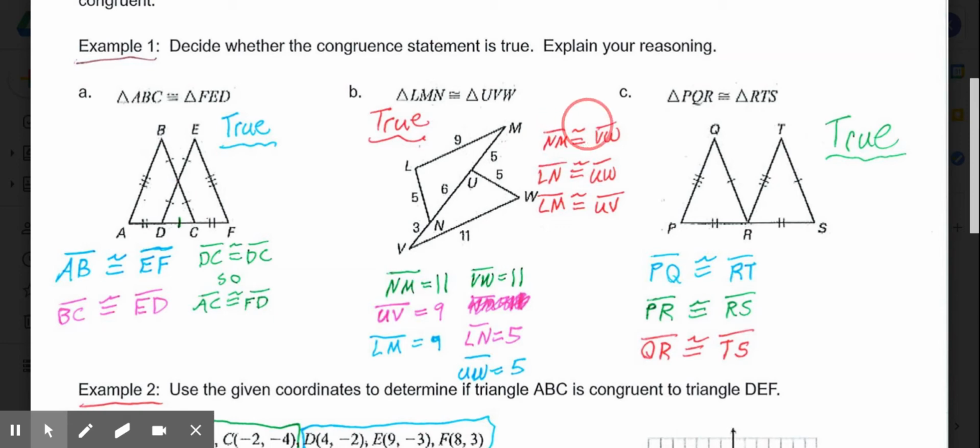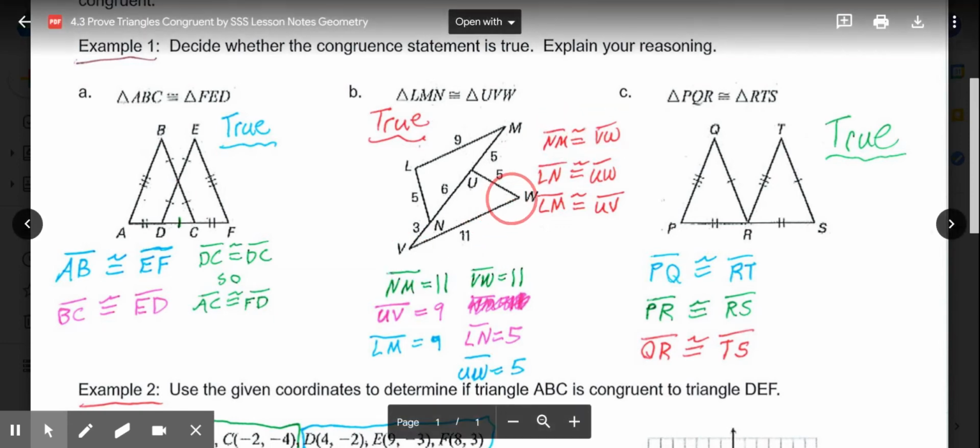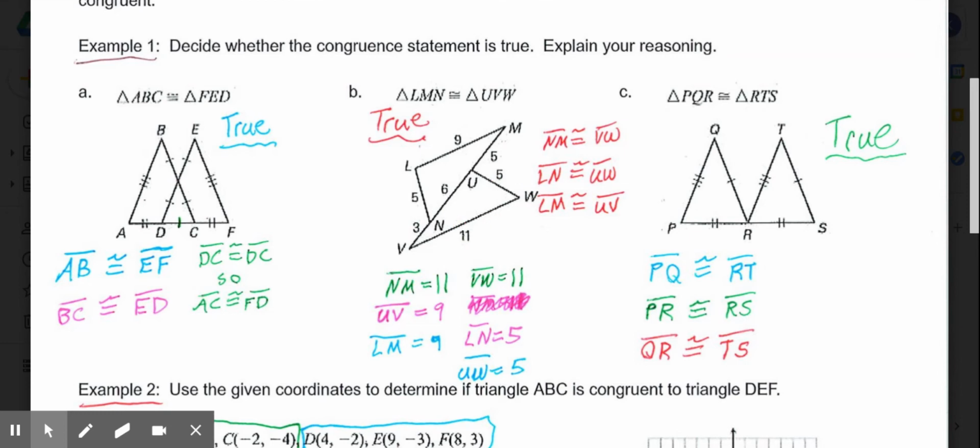Then I'm checking if that's the same as VW. V to W is also 11, so we know those two are congruent. From U to V is the 3 plus the 6, or 9. And then on the other one, L to M is also 9, so those are congruent and match up. And then lastly, we're looking at UW here, which is 5, and LN, which is also 5. So LN is congruent to UW, 3 congruent sides, so this is a true statement. Triangle LMN is congruent to triangle UVW.